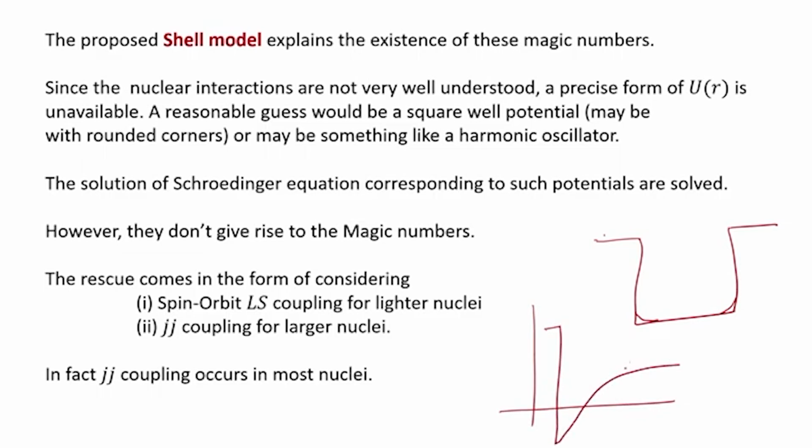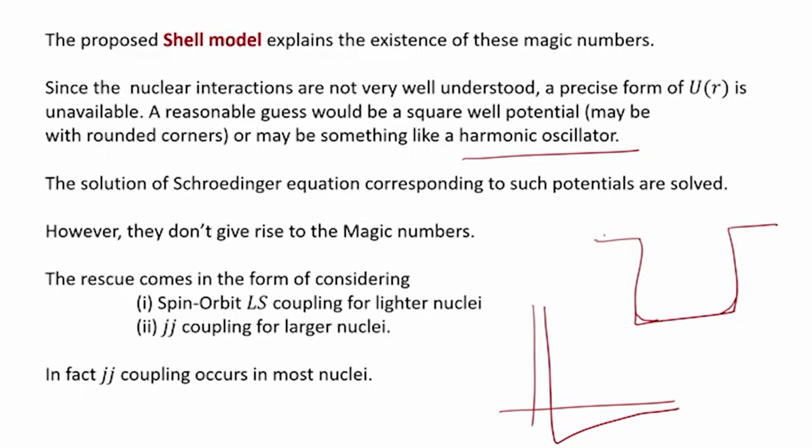And what I mean to say is that they are repulsive, and then attractive at large distances, and so on. If you solve the Schrodinger equation, or if you take something like a harmonic oscillator, they haven't yielded a very good description of these magic numbers, at least.